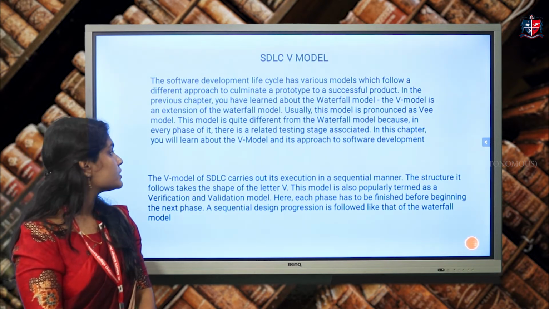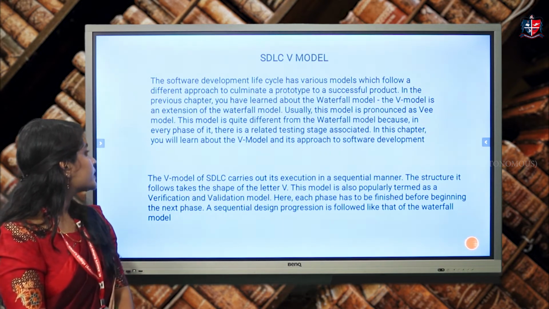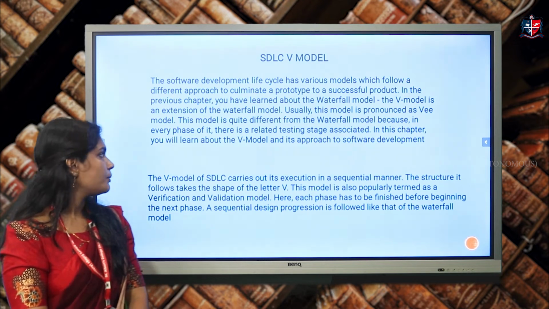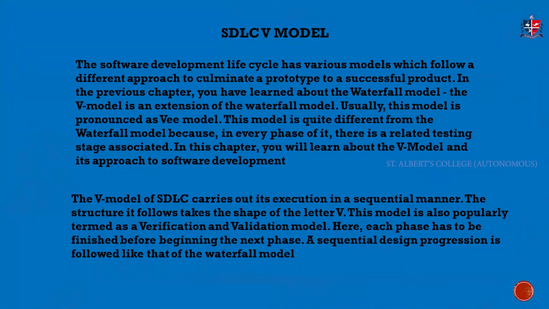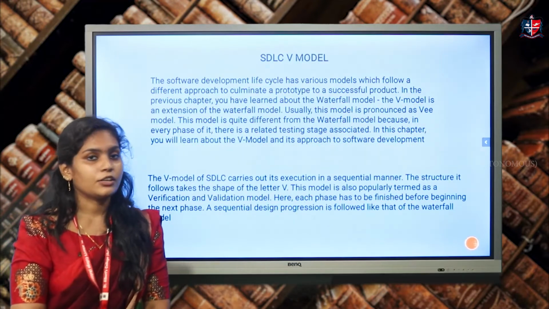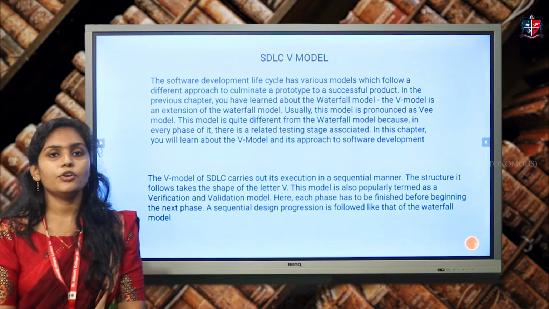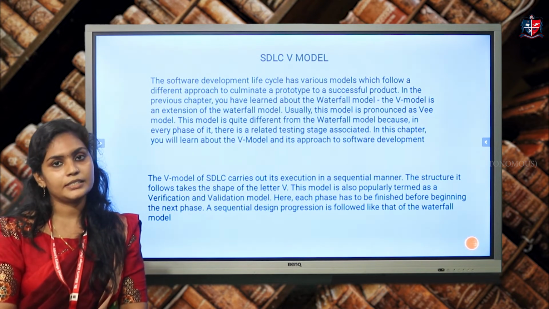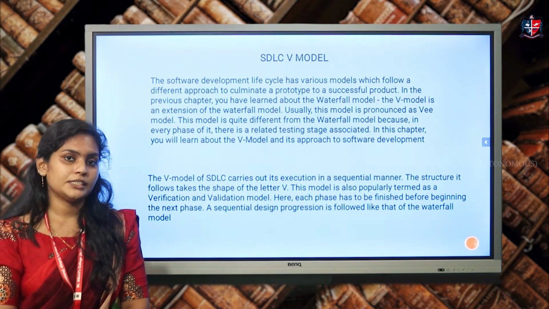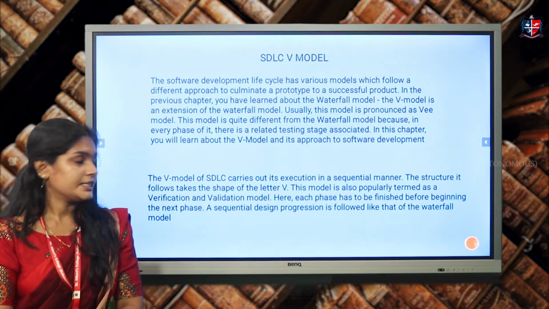Usually, this model is pronounced as the V model. This model is quite different from the waterfall model because in every phase of it, there are related testing stages associated. And in this chapter, you will learn about the V model. So, we must all know about the waterfall model and other models. And in this V model, slight variations are there compared to the waterfall model, because the waterfall model is a sequential model. But in the case of the V model, if you do any stage, we must do the testing phase in between each phase.